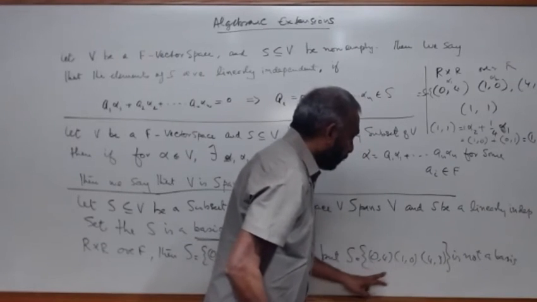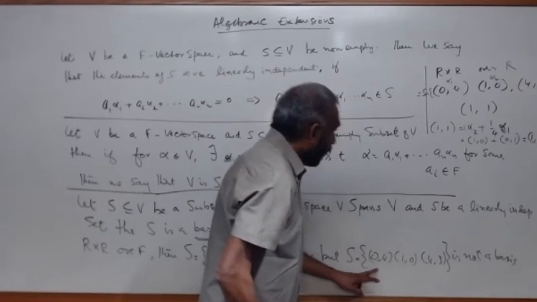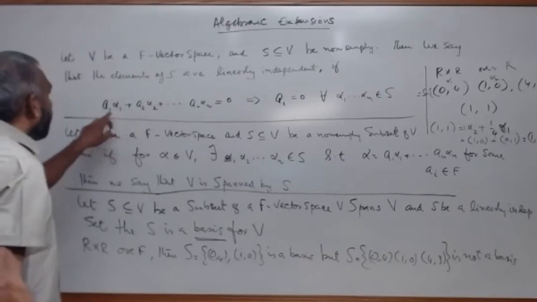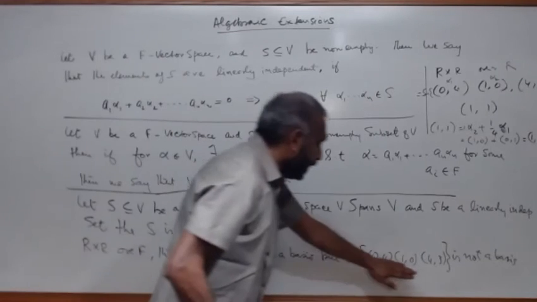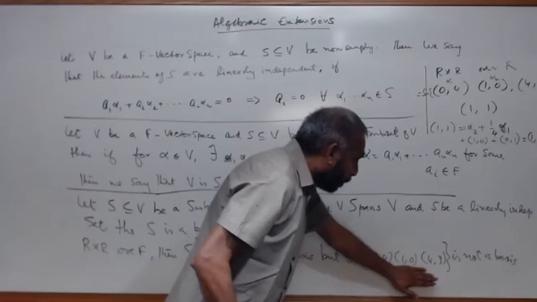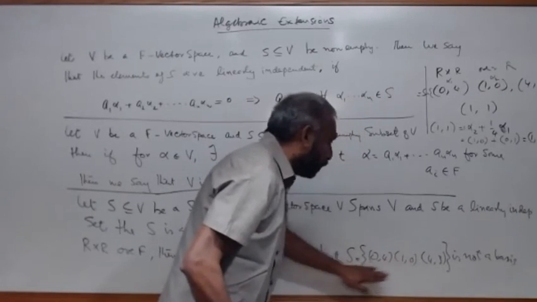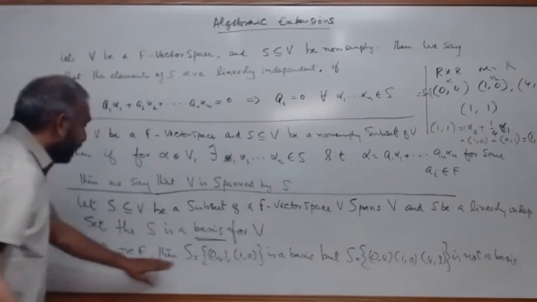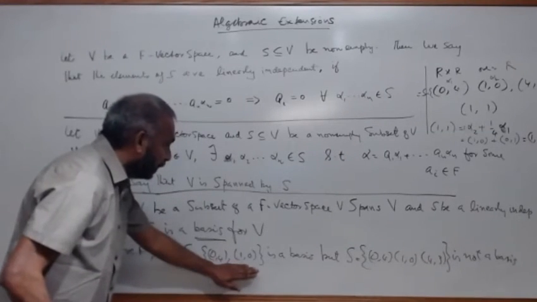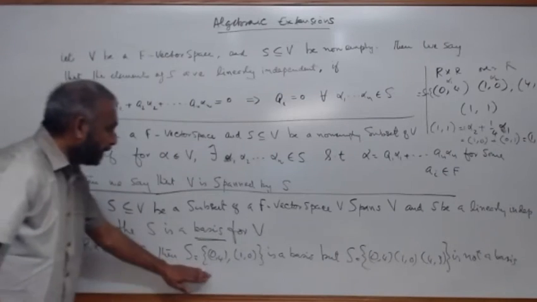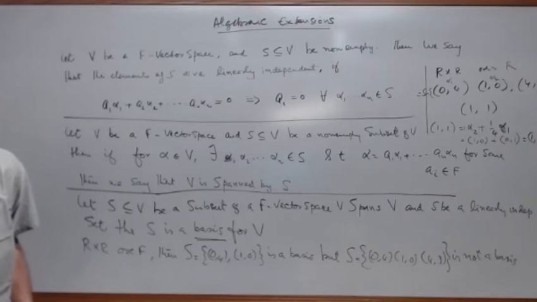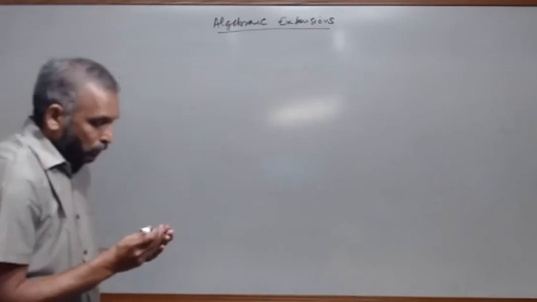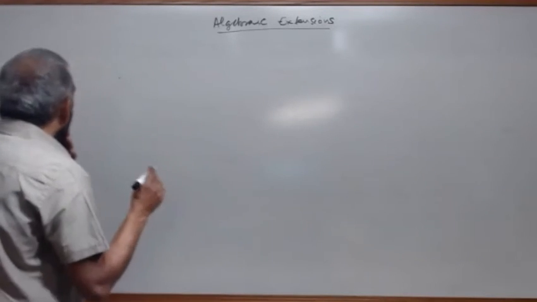You can find a1, a2, ..., an such that this combination is true. So this is a linearly dependent subset even though it spans V. But this is a linearly independent set that spans V. So this is a basis and this is not. We have a couple more results and one definition.